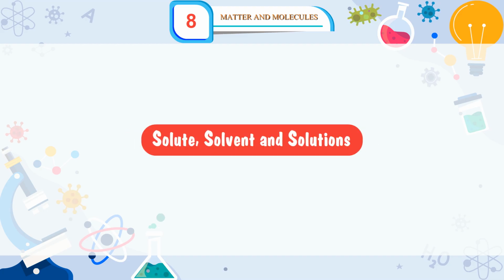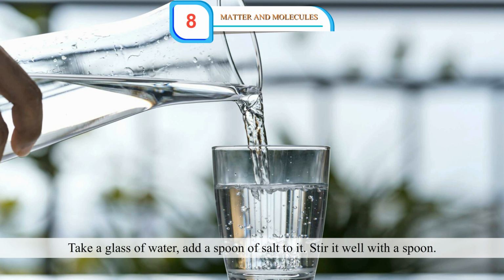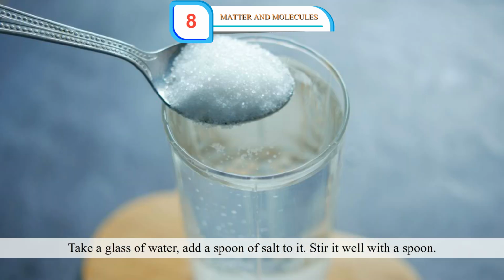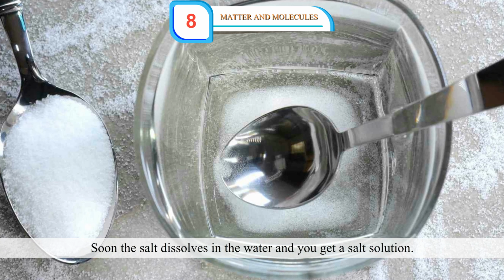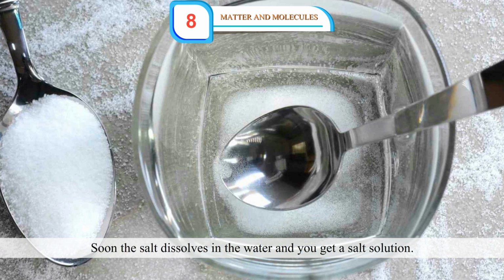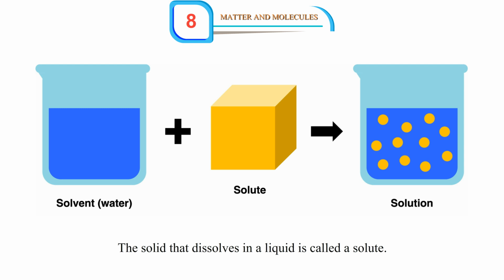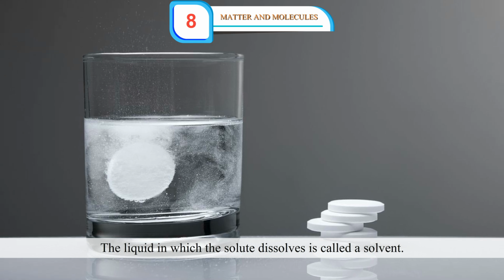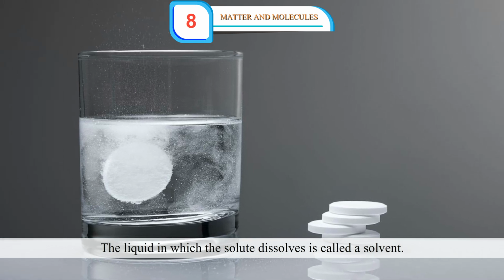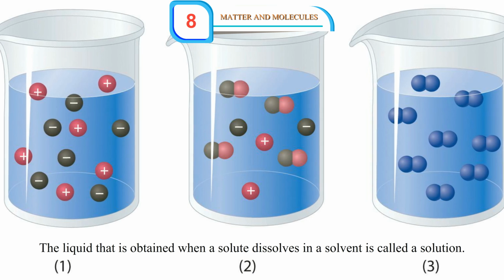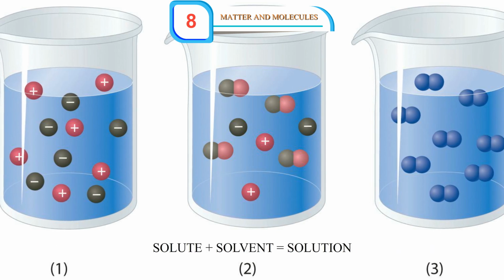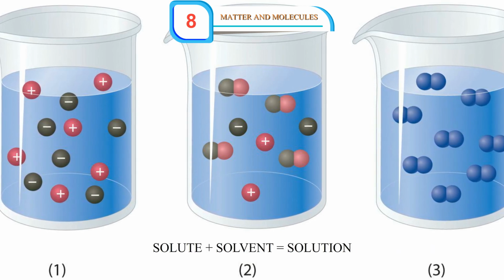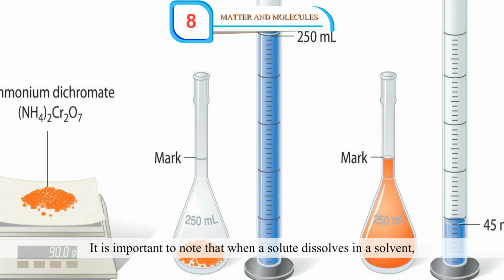Solute, solvent and solutions. Take a glass of water, add a spoon of salt to it. Stir it well with a spoon. Soon the salt dissolves in the water and you get a salt solution. The solid that dissolves in a liquid is called a solute. The liquid in which the solute dissolves is called a solvent. The liquid that is obtained when a solute dissolves in a solvent is called a solution. Solute plus solvent equals solution.